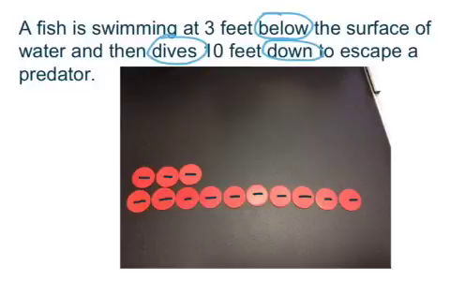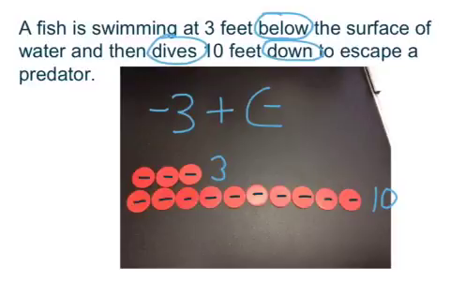So real simple, we can represent this situation with 3 negative counters for the current location of the fish, and then as it dives 10 feet below, we would need 10 more negatives. So this one would look like -3 plus -10. And when you add those up, of course, you're seeing 13 red counters, so it is -13.